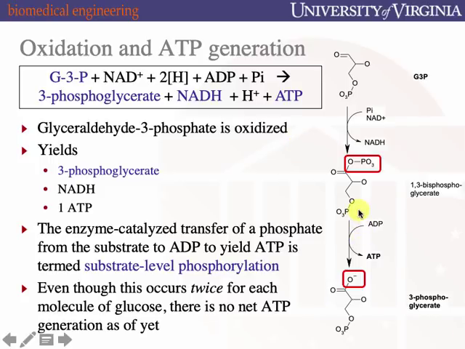And then the next step here, this is with the help of another kinase, is going to be the first ATP generating step of glycolysis. And this is called a substrate level phosphorylation, because what occurs here is that it's the direct transfer of a phosphate from the metabolic substrate. This phosphate here that I have highlighted in red is going to move off of this metabolic intermediate and onto the ADP to synthesize ATP. There are other means of generating ATP in aerobic metabolism that don't involve any of these substrate level phosphorylation events, and that's why we have this distinction between the two.